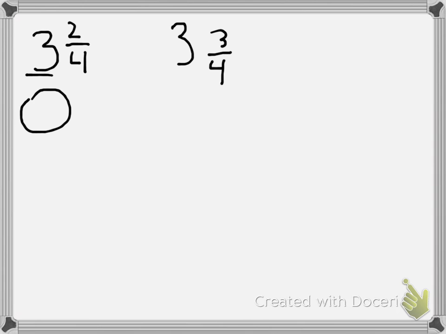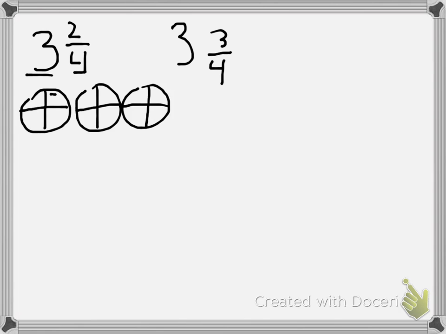So now I have 3 2/4 and 3 3/4. I'm going to draw out what that looks like. My 3 is a whole. So if that were to look like a picture, I would have 3 circles, each divided into 4 spots, because I have a 4 in a denominator. So 4, 4, 4. All of those I'm going to shade in because I have 3 wholes, and that means they're all shaded.